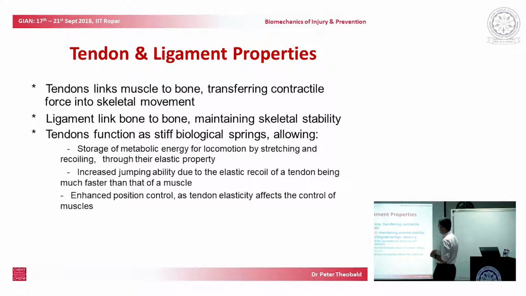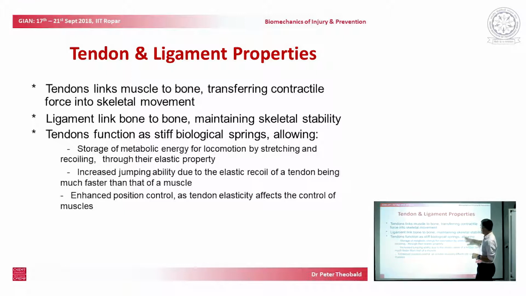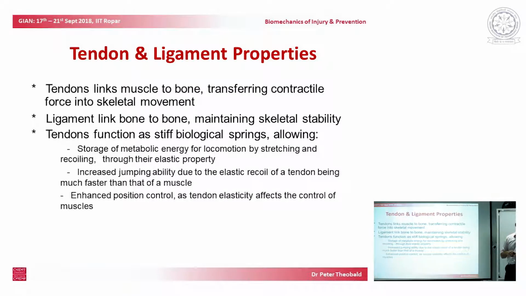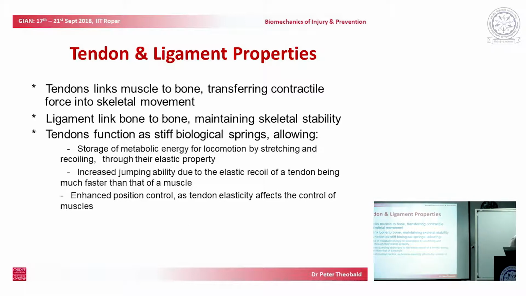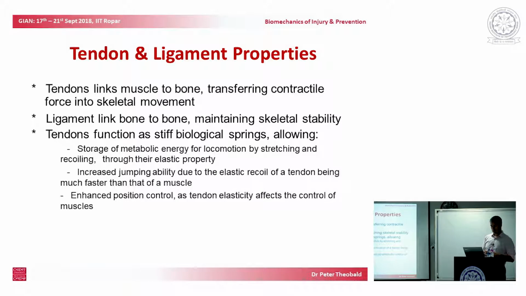So tendons link muscle to bone, and they transfer the contractile force generated by the muscle to enable skeletal movement. If you didn't have a method of transferring that contractile force to the skeleton, then effectively you wouldn't move and you'd have muscles that were shrinking and achieving nothing. And ligaments then create the stability in the skeleton by linking bone to bone.